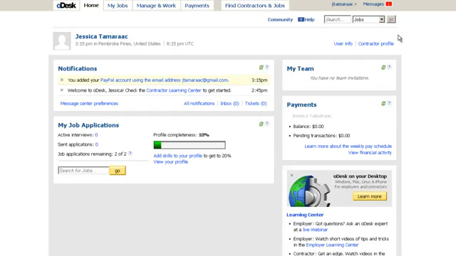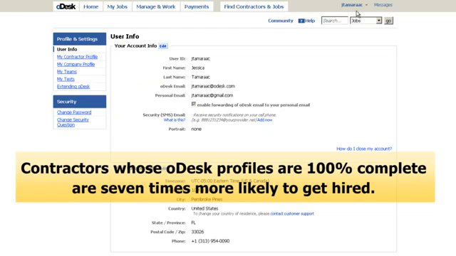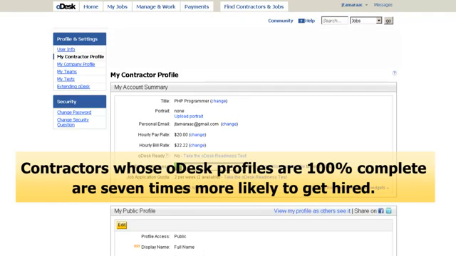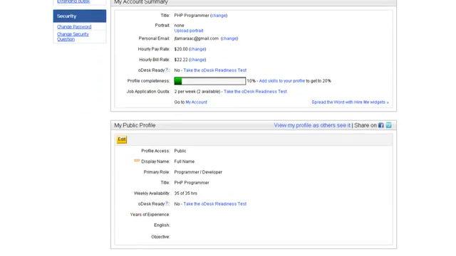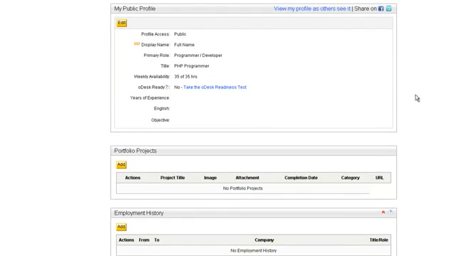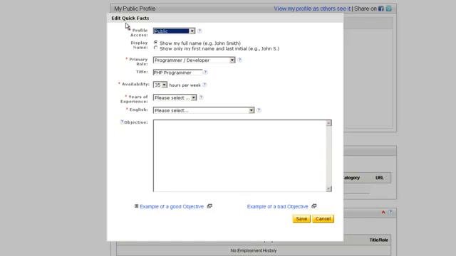Today we will walk through the forms that help shape your online profile. Contractors whose oDesk profiles are 100% complete are 7 times more likely to get hired than those with only partially completed profiles. Let's get started with filling out your profile.